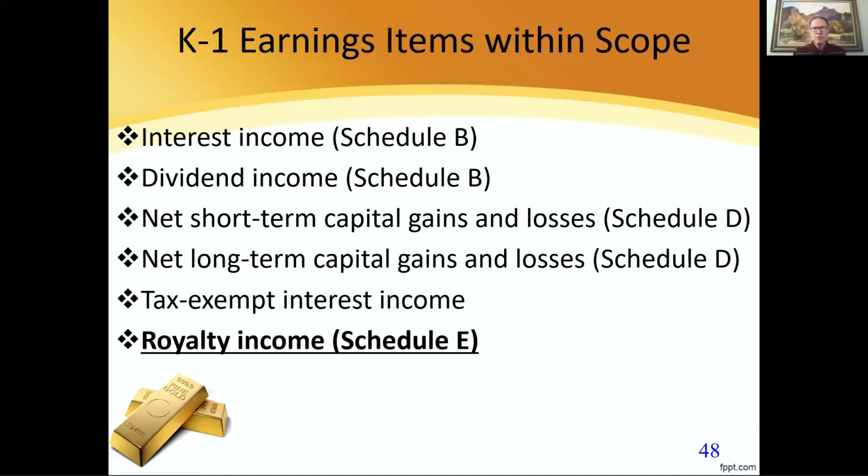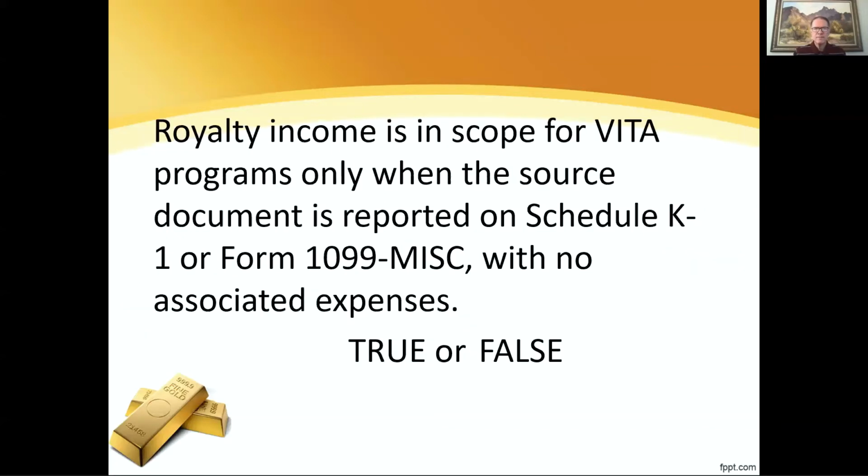Interest income could be reported on a K-1, dividend income, short-term capital gains and losses, tax-exempt interest income could be reported. Most of the time, what we see is royalty income. Somebody has mineral rights or oil rights, and they get $300 or $5,000 or $10,000 in a year from their royalty income. There's no expenses with that. So it's just a simple income statement, and so we can handle that on a K-1 form. Next slide.